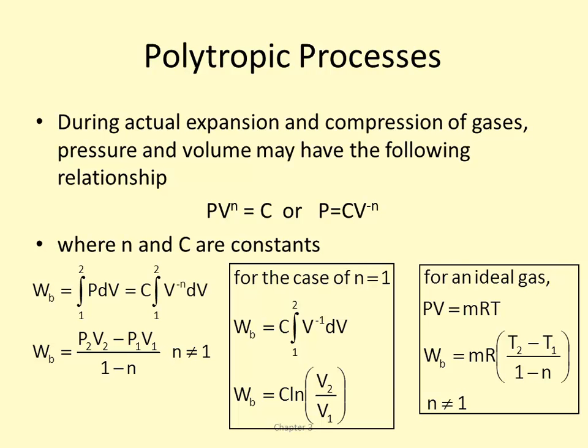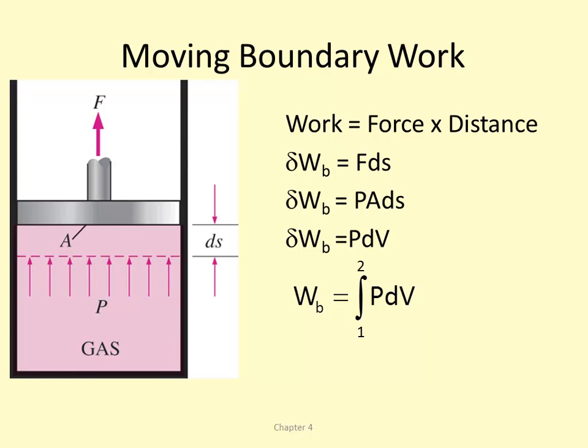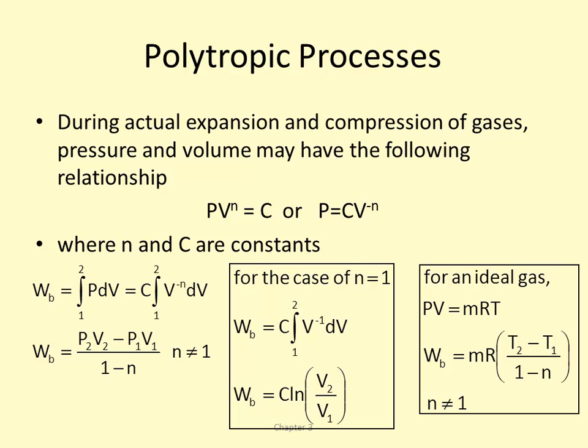So if N is not equal to 1, then this is the equation for boundary work. For the special case where N is equal to 1, then this is how we calculate the boundary work. And then for an ideal gas, this is the equation here, where P2V2 over T2 is equal to P1V1 over T1. So those are just FYI, and they'll be on the equation sheet.